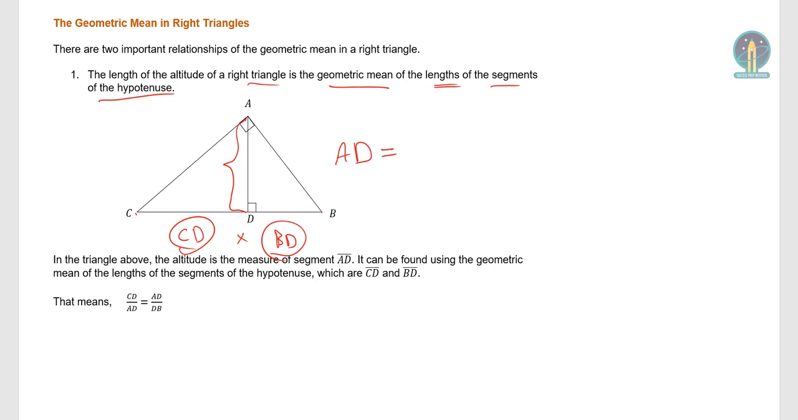Using our simple method of writing geometric mean, you can set it up as the proportion, or you can say AD is the square root of the product of CD and BD. Both ways are correct. You can see this is a very powerful tool for finding lengths of segments and lengths of sides in a right triangle.